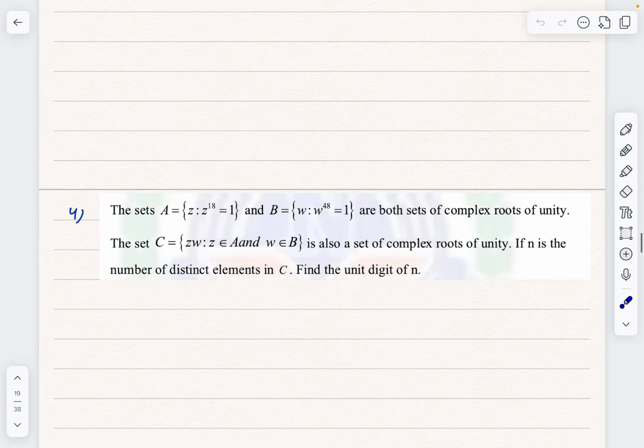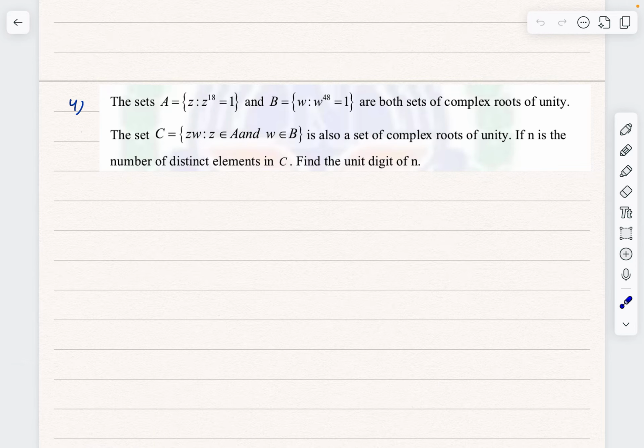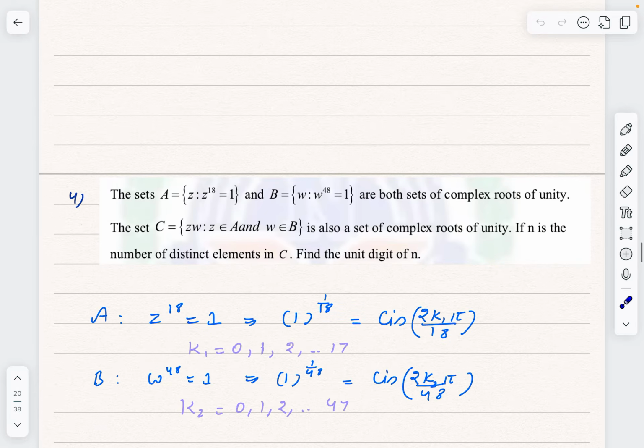Next, fourth one. You see set A is the 18th root of unity, set B is the 48th root of unity. They say when you multiply them, Z into W, where Z is an element from here and W is an element from here, how many distinct elements will you get? Basically, in a set, we only take distinct elements. So what is the number of distinct values you get when you multiply the 18th roots of unity and the 48th roots of unity? You can pause and give it a try. Let us start the discussion now.